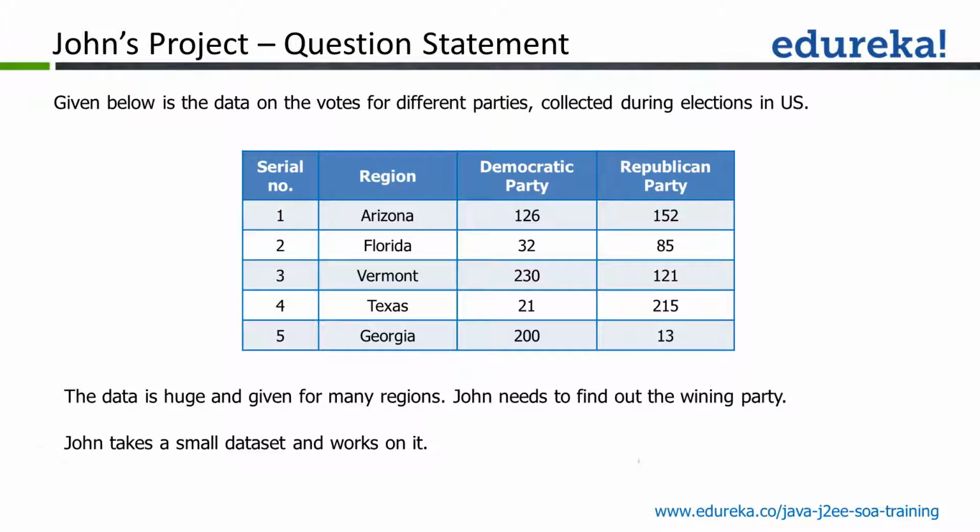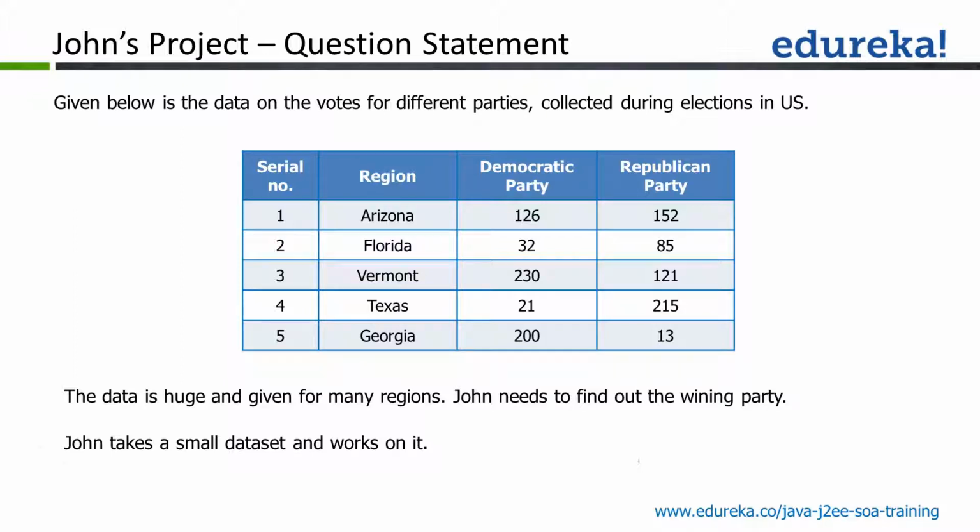During the voting procedure, we got various regions and we got the vote count for the party. We need to solve this problem where we need to tell who's going to win the elections. The data is very huge now. This is not just 5 regions. We got n number of regions, but this is just a snippet. John needs to find out the winning party. You need to add these numbers: 126 plus 32 plus 230 plus 21 plus 200, and you will get one figure over here.